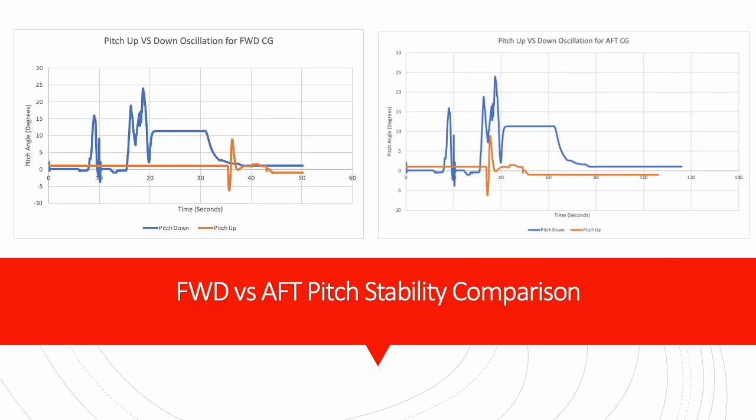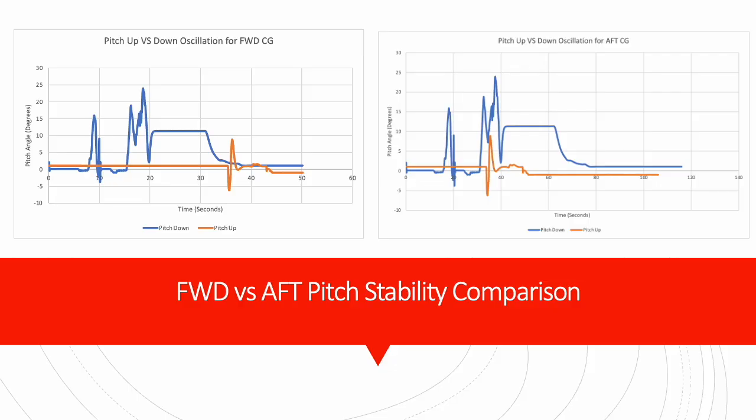Following the initial disturbances for the aft center of gravity, the pitch down blue line oscillations appear to dampen out relatively slowly, taking a considerable amount of time to settle back to a near zero pitch angle. The pitch up orange line response also shows a slow return to equilibrium after disturbance. The plots clearly show sustained oscillations in pitch angle after the initial disturbances. The pitch down response exhibits multiple peaks and troughs before eventually settling. The pitch up response also shows oscillatory behavior. These oscillations suggest lower damping.